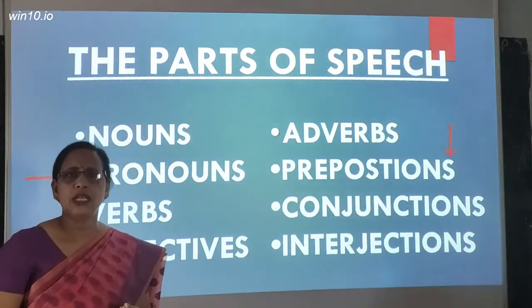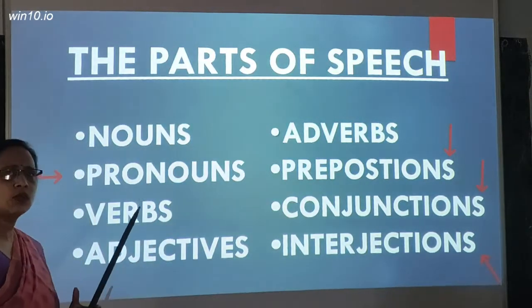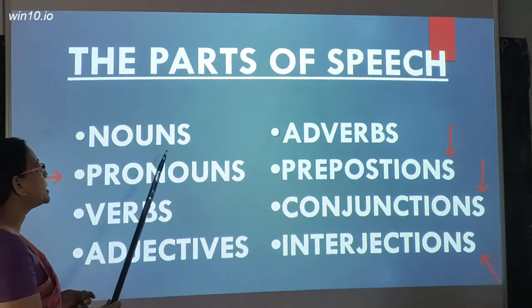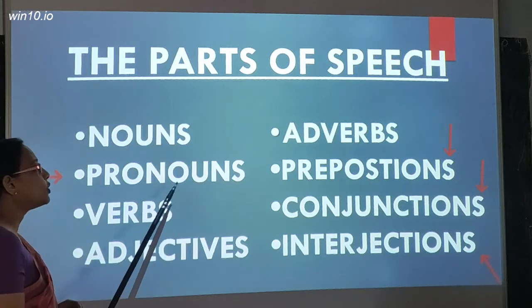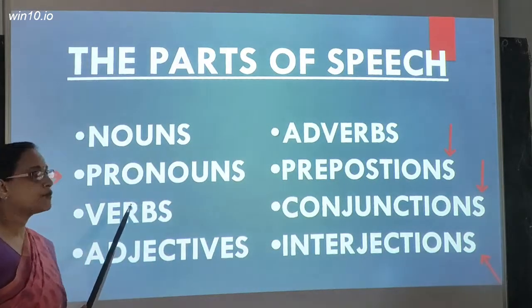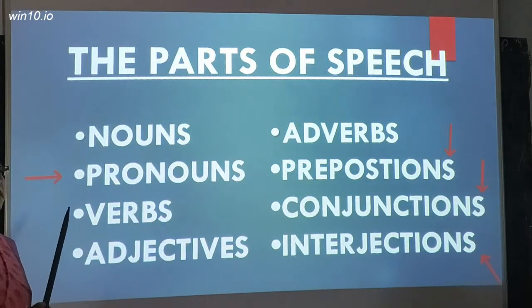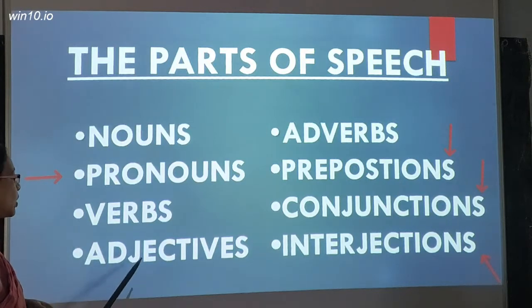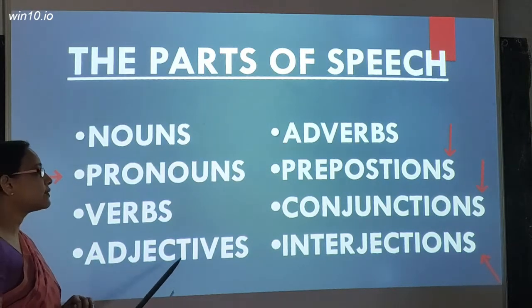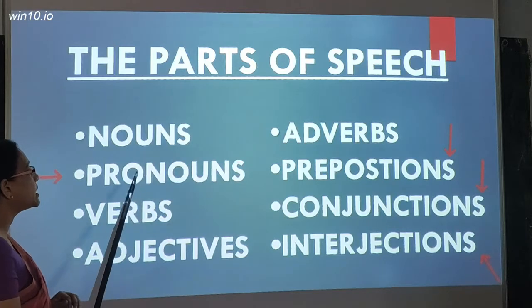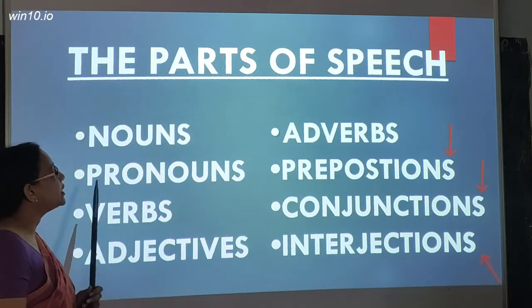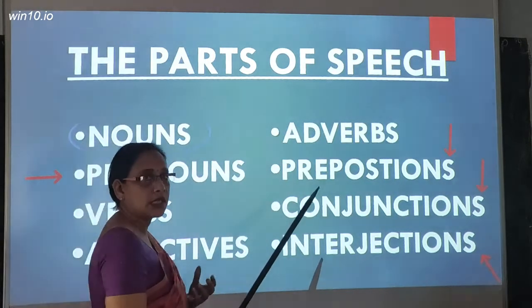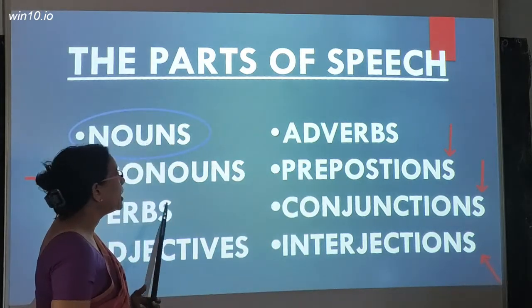In a quick review, I'll just explain what is a noun. Noun is the name of a person, place, animal or thing. What is a pronoun? Pronoun is a word which is kept in place of a noun. What is a verb? Verb is called the action words. What are adjectives? Adjectives are the words which qualify a noun or pronoun. What is an adverb? Adverb is a word which modifies a verb.